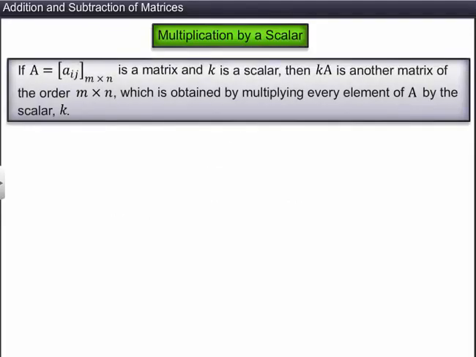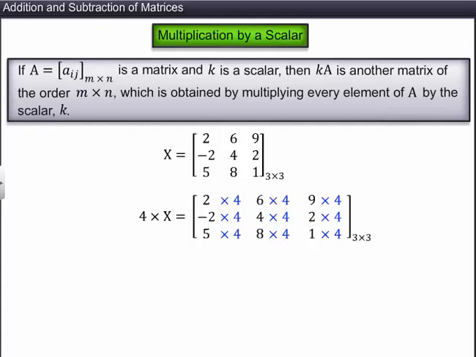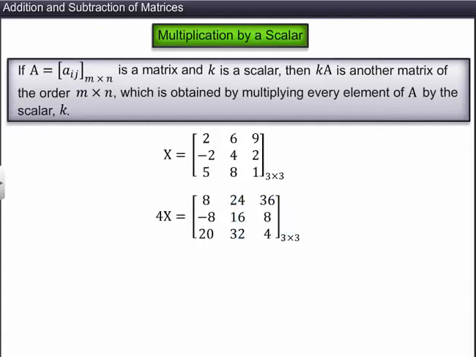If A is a matrix of the order m by n and K is a scalar, then KA is another matrix of the same order, which is obtained by multiplying every element of A by the scalar K. Let's see an example. X is a matrix. We will multiply the matrix with the scalar 4. The resulting matrix is 4X as shown.